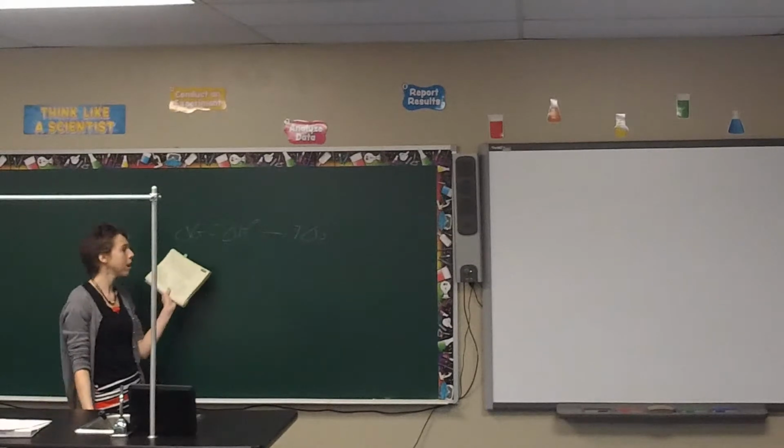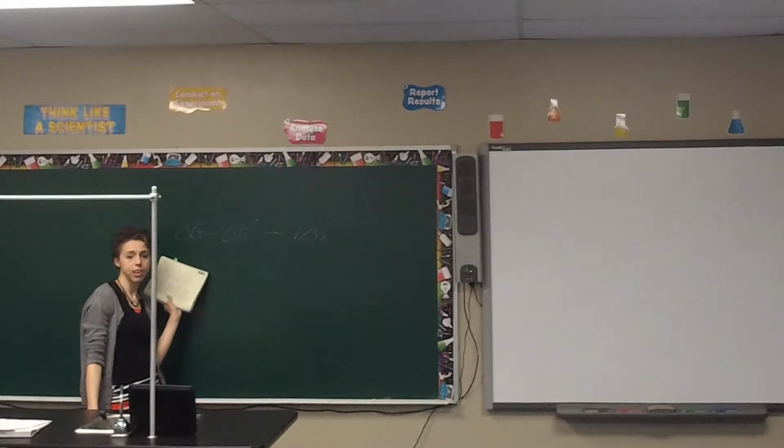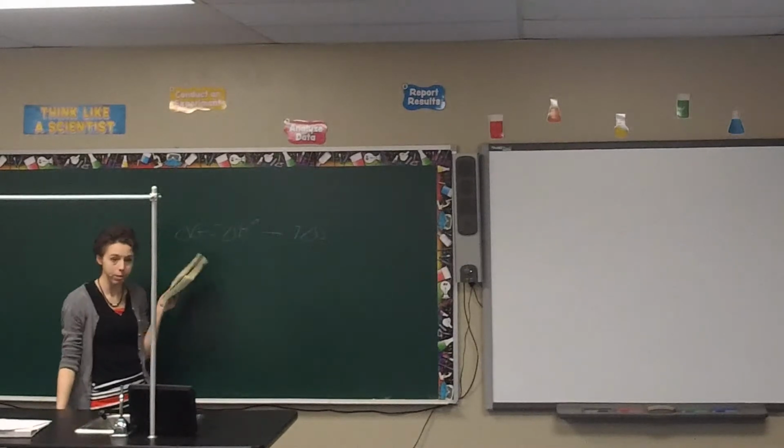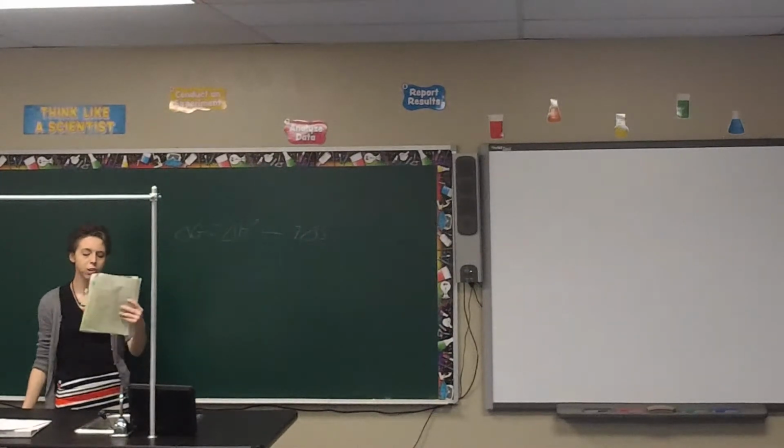Now remember, if it's going to be spontaneous, what sign will delta G have to have? Negative. It must be negative. If you get a positive number, that means it's non-spontaneous. So look at your answer right now.